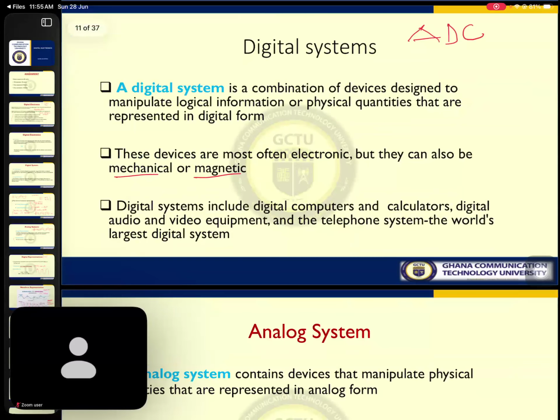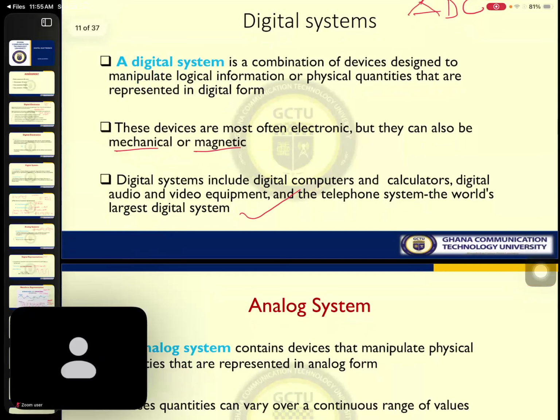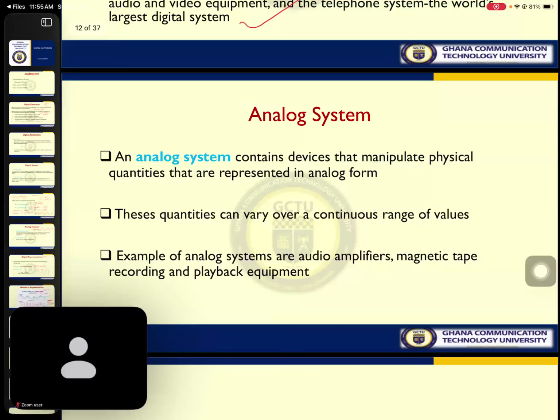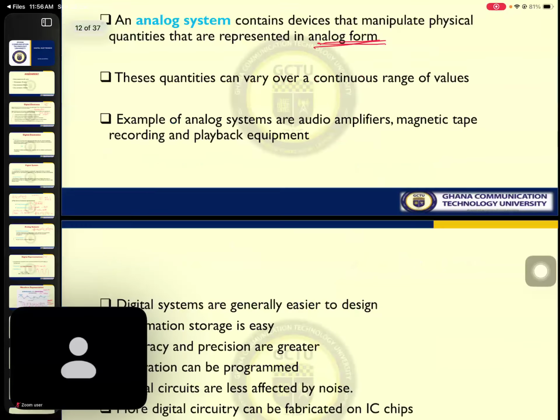So the digital systems include computers and calculators, which we've just spoken about. Analog systems contain devices that manipulate physical quantities that are represented in analog form. We have looked at the representation of analog signals. These quantities can vary over a continuous range of values. Examples of analog systems are audio amplifiers, magnetic tape recording, and playback equipment. These are all analog systems.